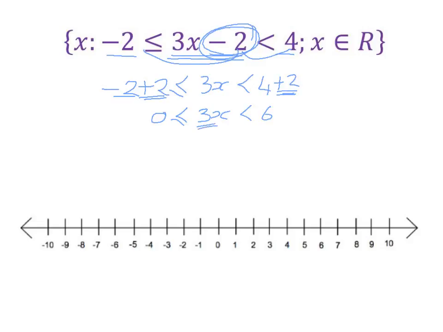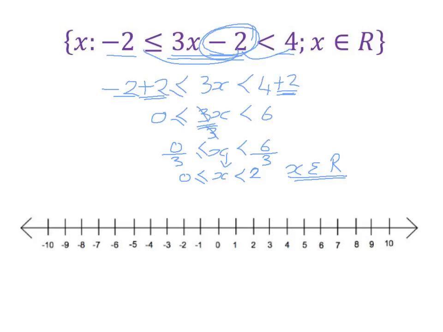Now to get rid of the 3 here, I'm going to divide by 3. Dividing by 3 is going to leave me x by itself. But what you do to the one side, you do to the other side, or in this case, we do it to each of them. And 0 divided by 3 is 0. We've got x by itself, and 6 divided by 3 is going to give me 2 here. Alright. We look, x is the element of real numbers. So I can plot x by itself. x is greater than or equal to 0, but less than 2. It is the element of real numbers.